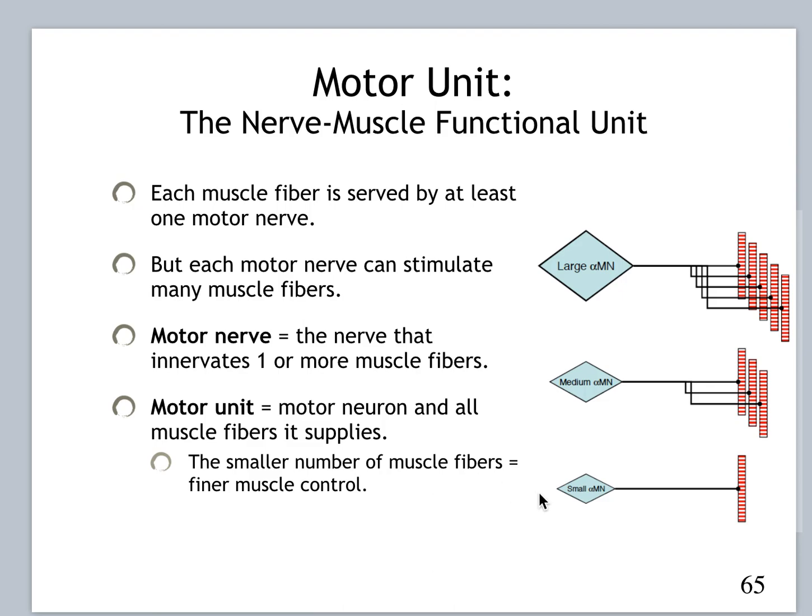So there's a small motor unit. If it just has one muscle fiber it contracts. There's some that contract multiple muscle fibers. That's a large motor unit. But a motor unit is the motor neuron plus all the muscle cells that it causes to contract.